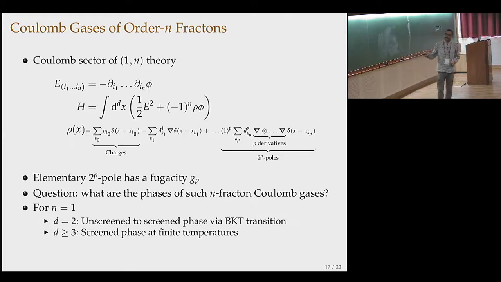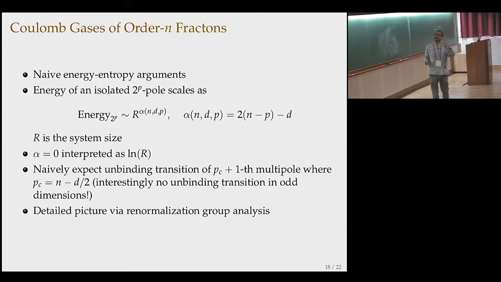What we know for n equal to 1 is that in two spatial dimensions, there is an unscreened phase and a screened phase separated by the BKT transition. And in d greater than or equal to 3, everything is screened. Okay. So you can give some naive arguments based on energy and entropy. If I take a 2^p pole object in an order n theory, and I have an isolated object like this, it will cost an energy which can be large depending on system size. And this exponent alpha, you can show, is actually this. And when alpha equals 0, you should interpret this as a log.